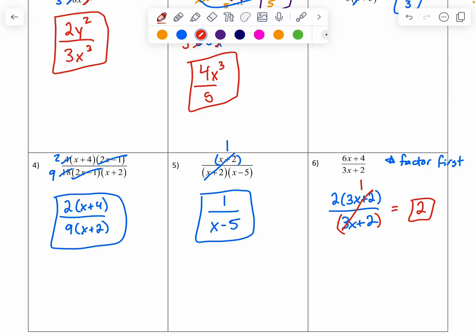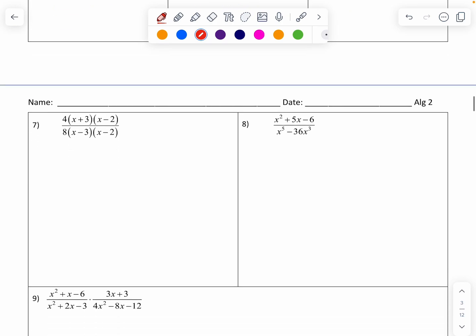So with your simplifying, when there's a plus sign or a minus sign involved, it has to be a full group that can simplify. So make sure you're being careful with that. All right, let's try 3 more problems.